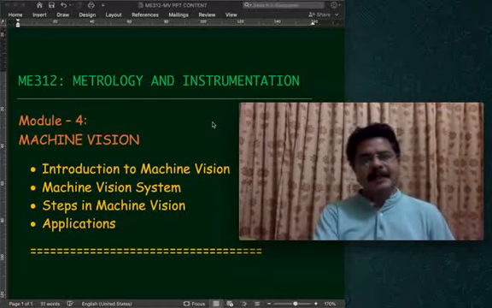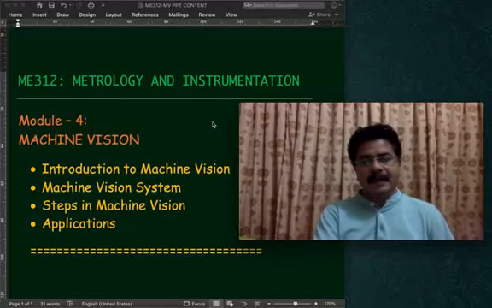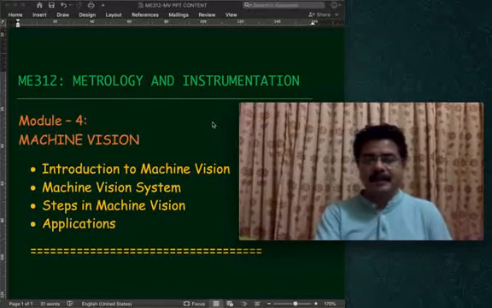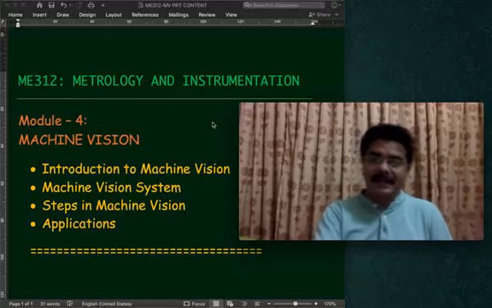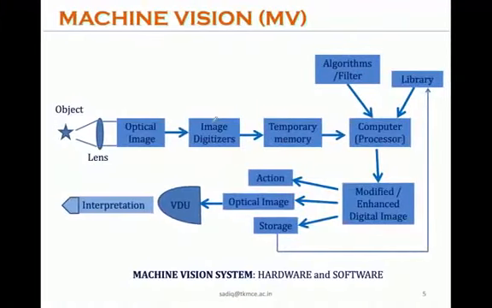Now let us continue the session on machine vision. In the previous session, we have seen the concept of machine vision and the elements in a machine vision system. Now let us see in detail about the elements of a machine vision system.